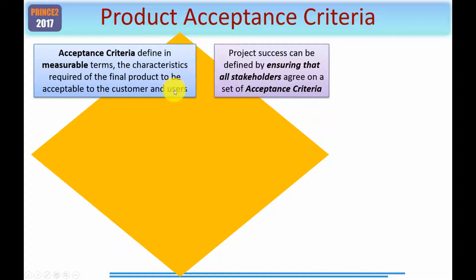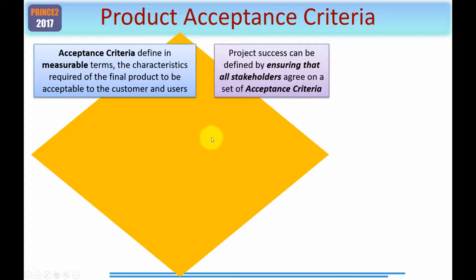You'll recall also that there is a term called customer quality expectations, and these can often be ambiguous, which is why they are refined into acceptance criteria in measurable terms. And as I've mentioned in the previous slide, project success can be defined by making sure that all of the stakeholders have a common agreement on what the acceptance criteria is.